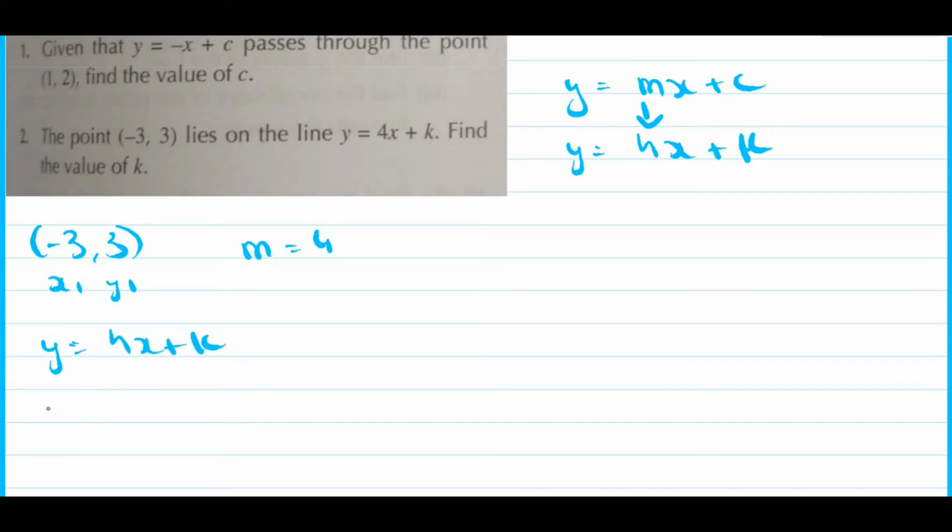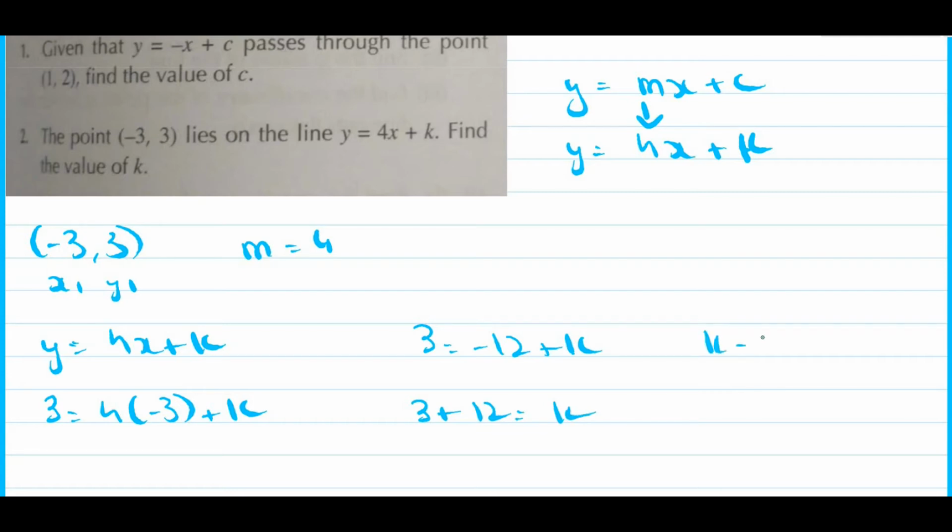Plug in the values. Instead of y, write 3 is equals to 4 multiplied by minus 3 plus k. 3 is equals to minus 12 plus k. 3 plus 12 is equals to k. K is equals to 15. Now if you were to write the final answer, your final answer would be in form of an equation y is equals to 4x plus 15. And that's how you find the equation of a line.